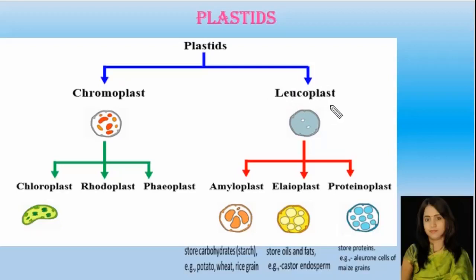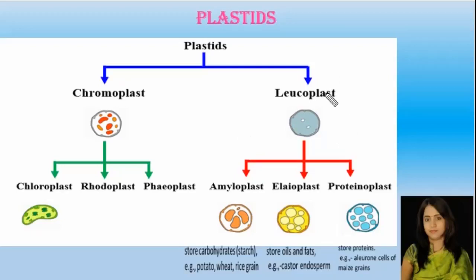The leukoplasts are colorless plastids, and they are of various sizes and shapes. As I said earlier, these leukoplasts store nutrients. They generally occur near the nucleus in the non-green cells. The leukoplasts possess internal lamellae, whereas grana and photosynthetic pigments are absent in the leukoplasts.